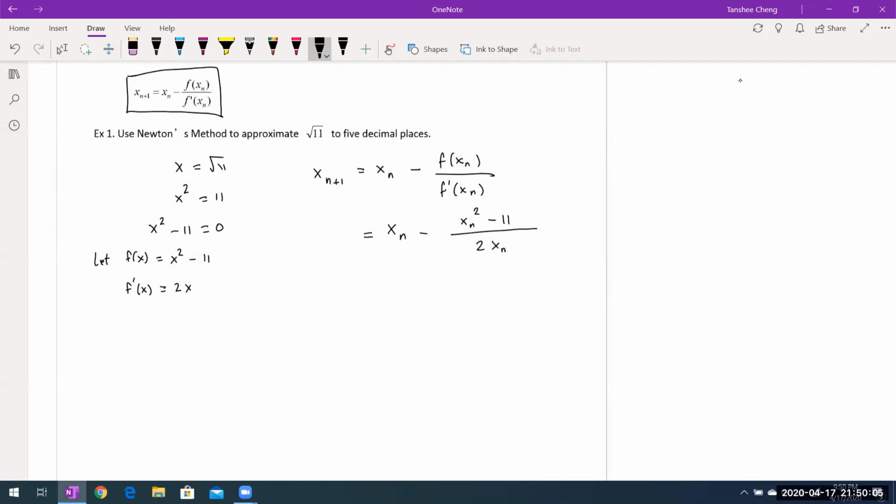So basically I'm going to start plugging in the n values into it to get all my solutions. For example, as we already predicted earlier, I'm going to let my initial point x_0 be equal to 3. I plug this 3 into the formula to get the next one, x_1, which equals x_0, which is 3, minus (3 squared minus 11) over 2 times 3, which gives me approximately 3.33333. It will never end.